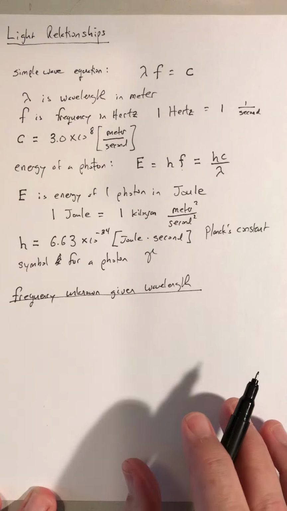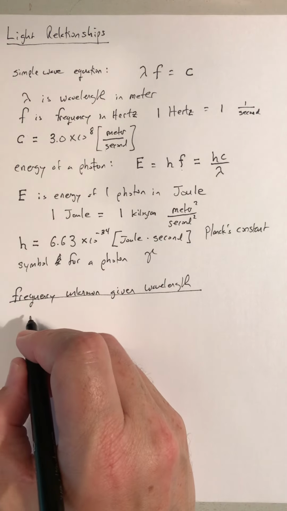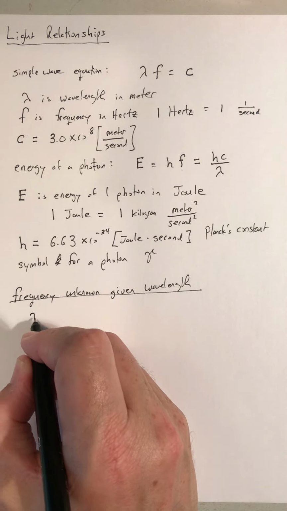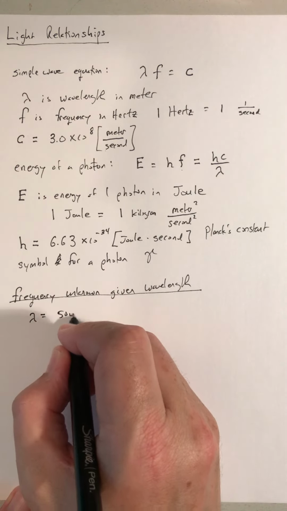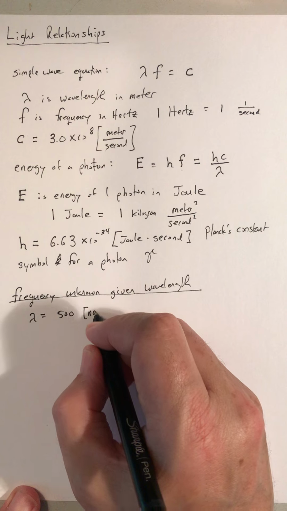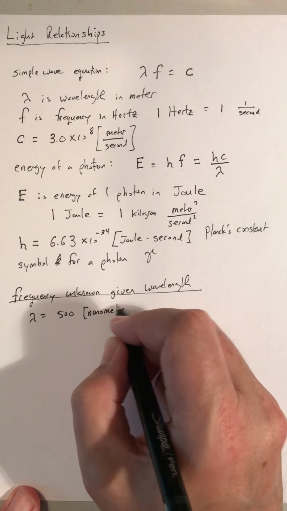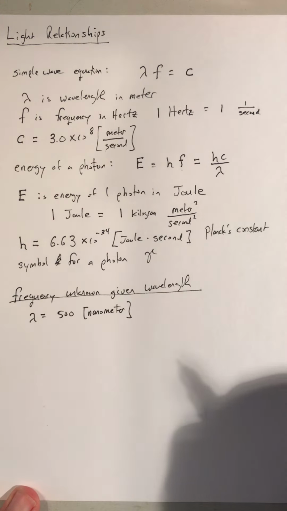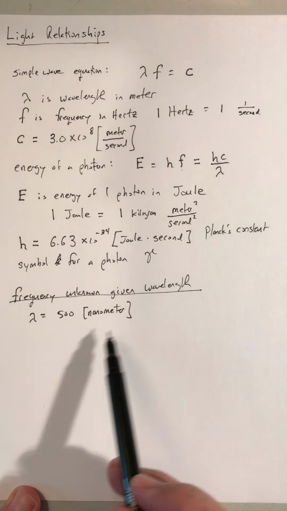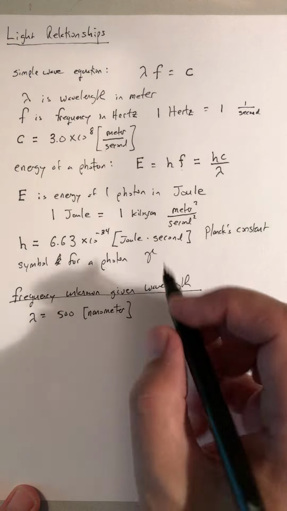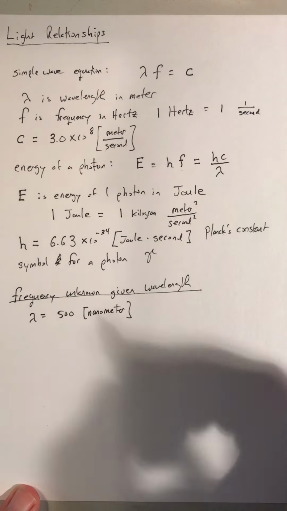So for this example, we're going to use where the spectrum of thermal radiation from the sun peaks, which is at a wavelength of 500 nanometers. Now, the speed of light is not in nanometers, so I'm going to have to convert this before I do a calculation, or else I'm going to be off by a bunch.